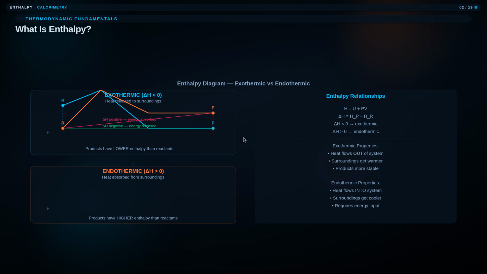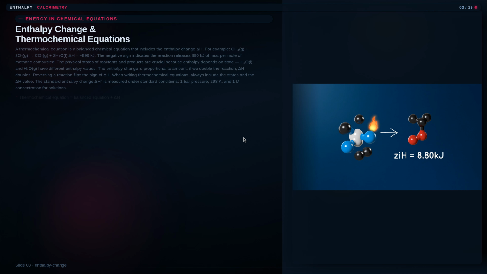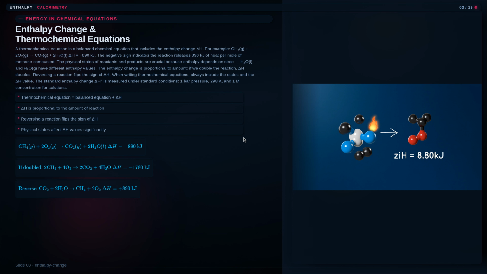Enthalpy is an extensive property, meaning it depends on the amount of substance. Standard enthalpy changes are typically reported per mole of reaction. The SI unit is the joule, though kilojoules are more commonly used in chemistry. Enthalpy values for elements in their standard states are defined as 0 by convention, providing a reference scale for all compounds. A thermochemical equation is a balanced chemical equation that includes the enthalpy change, delta H.